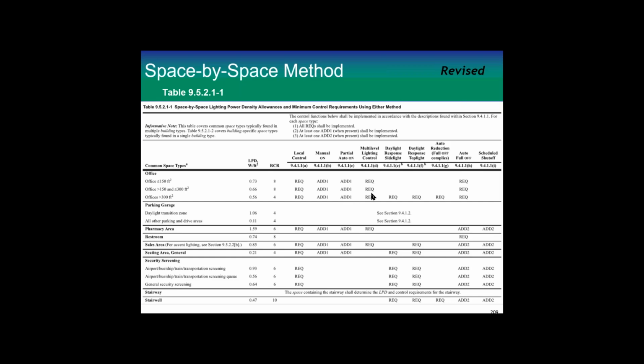Then this is required. Multi-level lighting is required. Daylight response is required. All these are required. And then full auto off or scheduled off. Now, some of these you can see have an add. So this one says I can turn it off either with full auto, or I can have a schedule. This one only allows full auto. It's not allowing the schedule.